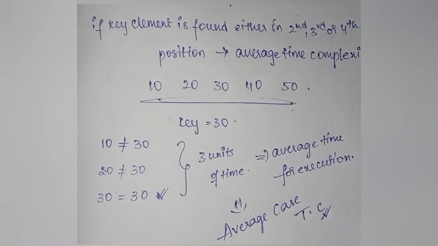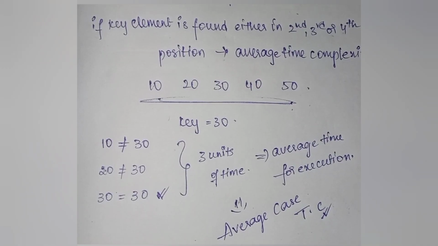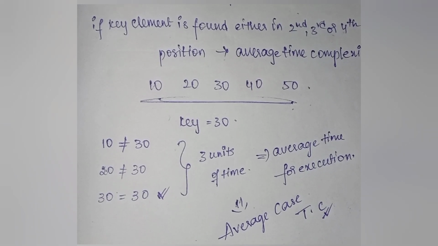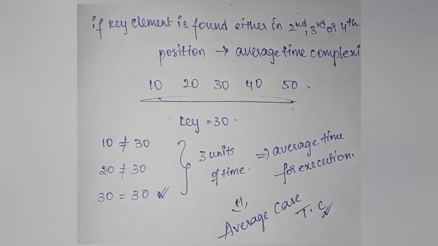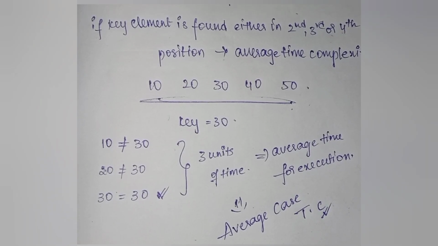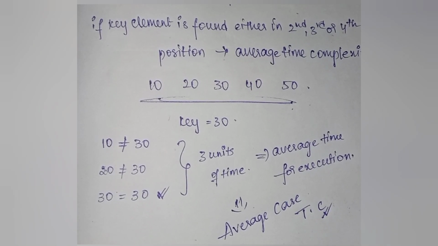So in the coming videos, we'll see what is time complexity and what are the methods you follow in time complexity, and then what is space complexity and what are the methods you follow in space complexity, what is frequency count or step count methods, and what is asymptotic notations, and so on. We'll be discussing in the next videos.